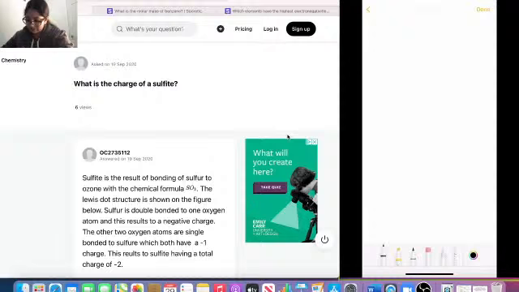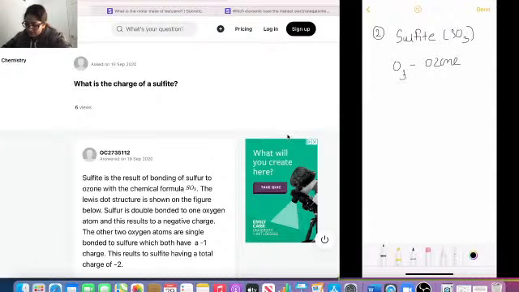Okay, so our next question says, what is the charge of a sulfite? If you recall how you form a sulfite, sulfite is the result of bonding of sulfur to ozone. Ozone is basically 3 oxygens, so sulfite is SO3. And as you know, O3 is ozone.